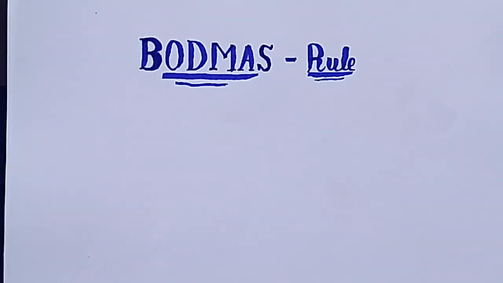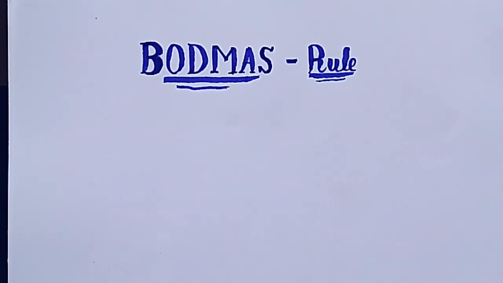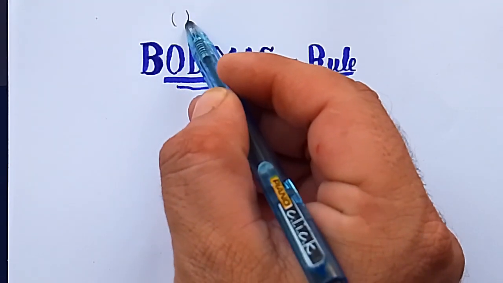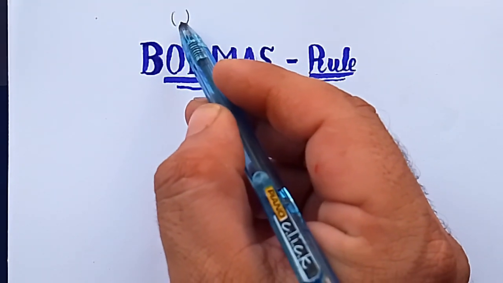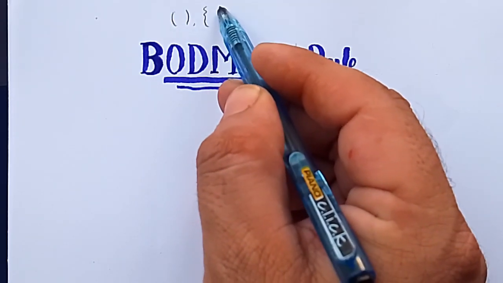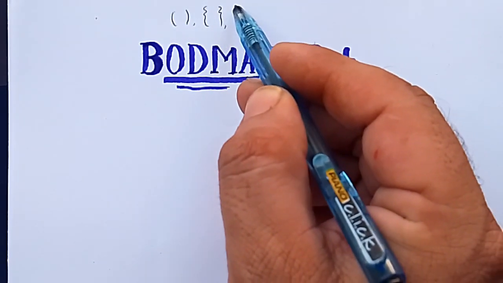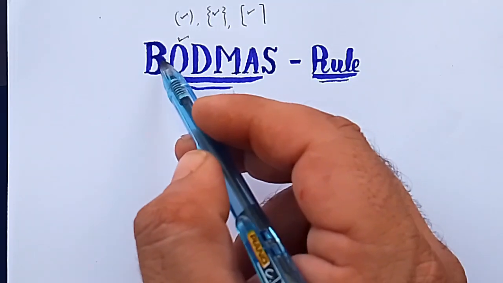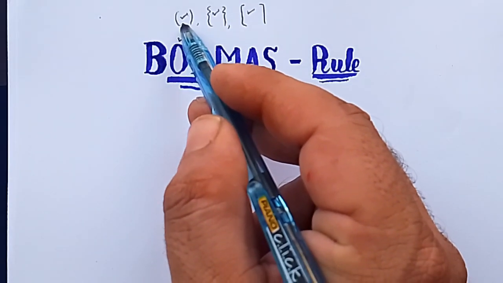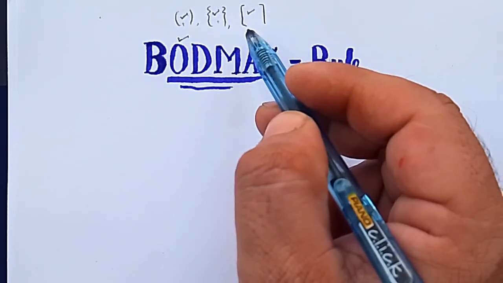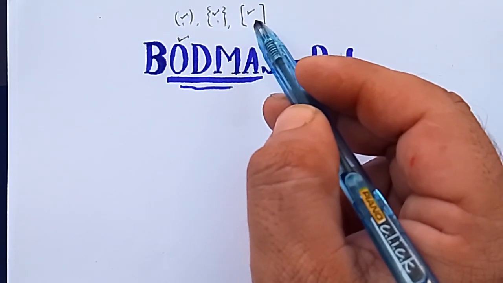And in bracket, there is also an order. We have different brackets. The first one is the round bracket. We have to solve the round bracket first. After that, we have to solve the parenthesis, and after that we have to solve the large bracket or square bracket. So bracket order means first we solve this bracket, after that this bracket, and at the end this bracket.